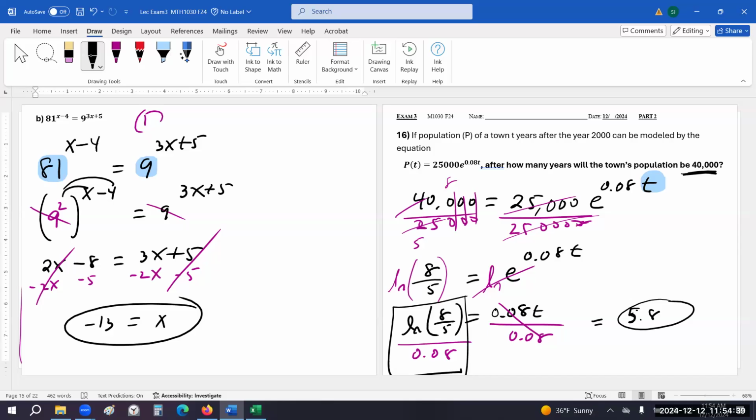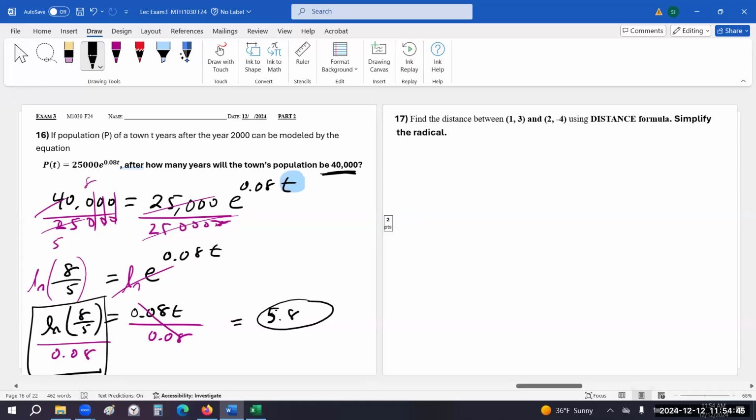Just because you have a calculator doesn't mean you know how to use it. Make sure you practice with the calculator, and make sure you have a good calculator so that in the exam, you don't face any problem.